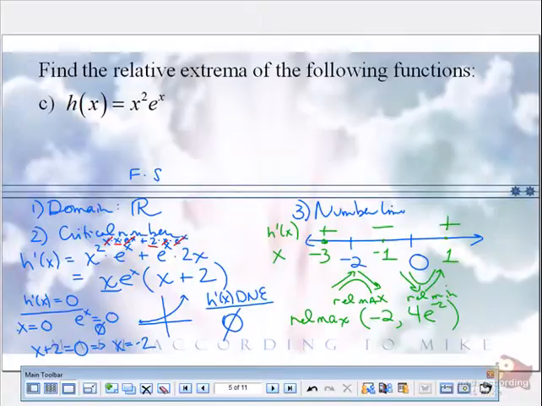And how about 0? Put in 0 for x without a calculator. You don't need it. What's 0 squared times e to the 0? What's 0 squared times anything? 0. Because what's e to the 0? What's any number to the 0 power except for 0? 1. So what's 0 times 1? 0.